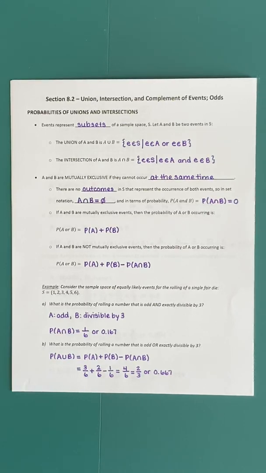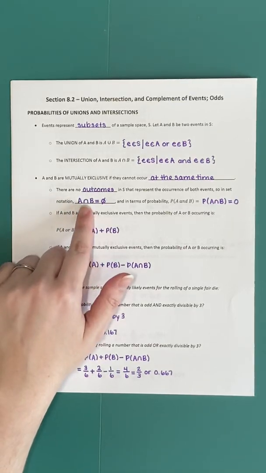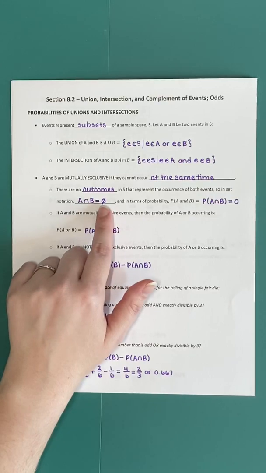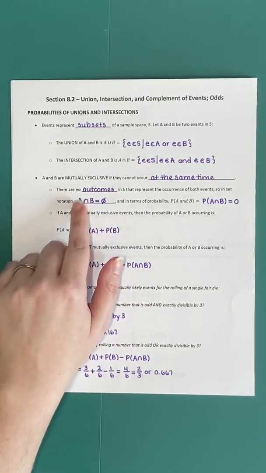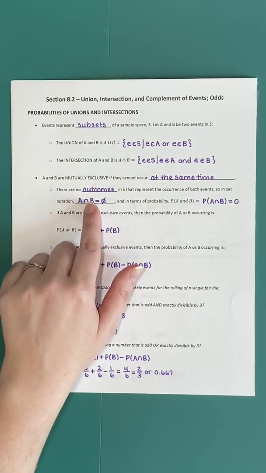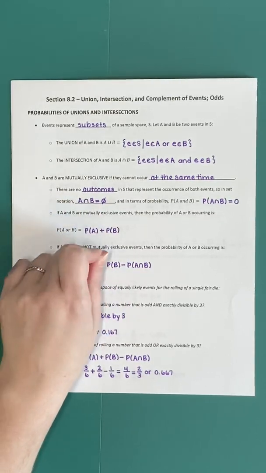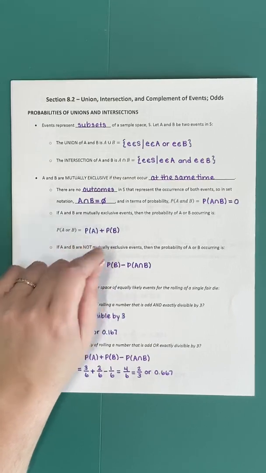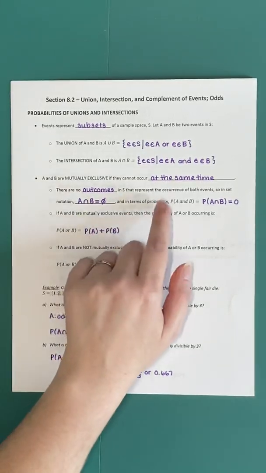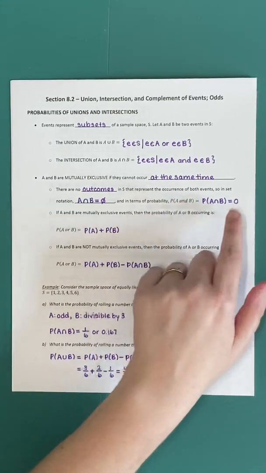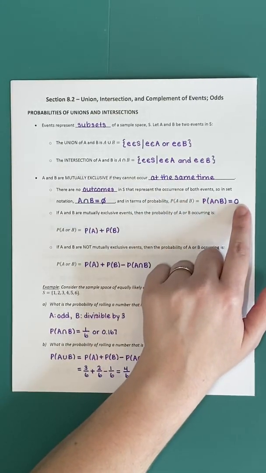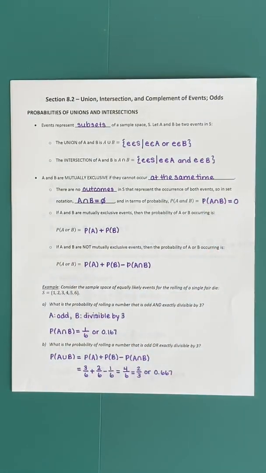So what we would say in set notation, if A and B are mutually exclusive, is that A intersected with B is equal to the empty set. In other words, there are no outcomes in the sample space that are in both A and B at the same time. If A happens, then B doesn't happen. If B happens, then A doesn't happen. Now, in terms of probability, we would say that the probability of A and B would be 0 in this case. So the probability of both occurring at the same time is 0.